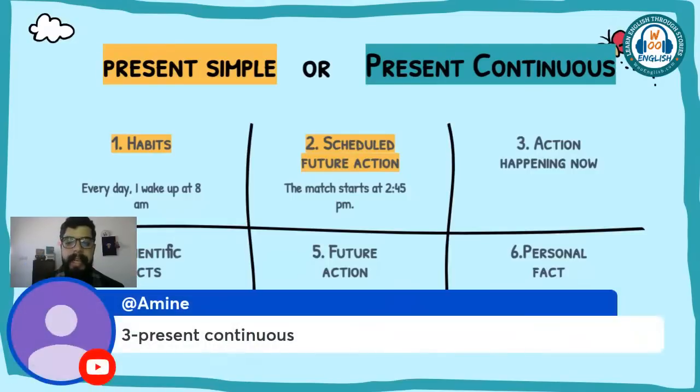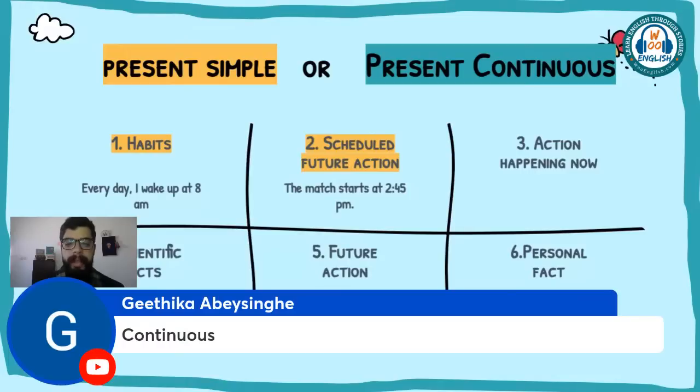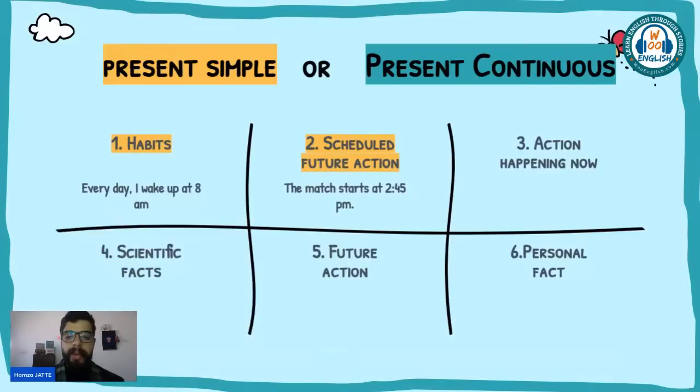All right. Amin says for number three, any action that is happening right now, we use the present continuous. Getika says continuous. Okay, so the present continuous. What about the rest of you guys? Drop your comments or your answers or guesses in the chat so that we can move on.